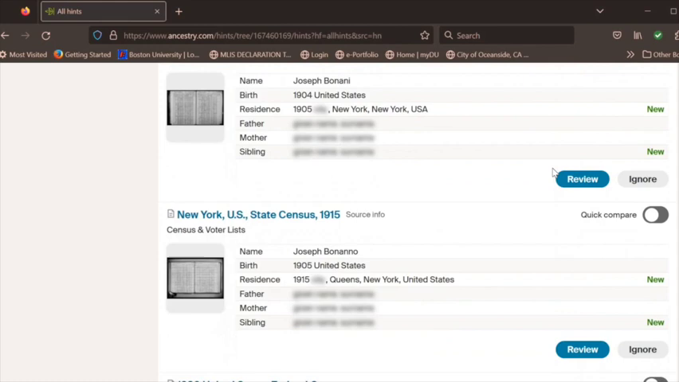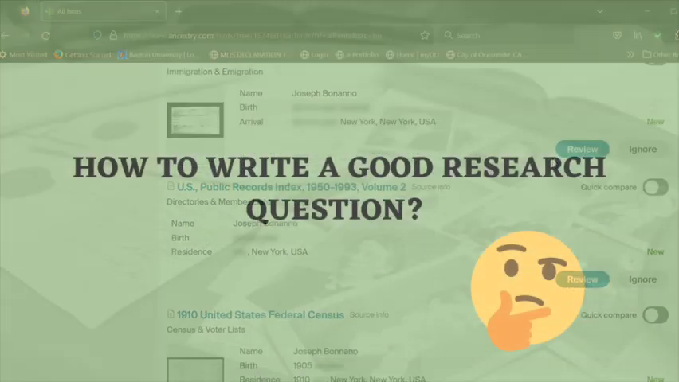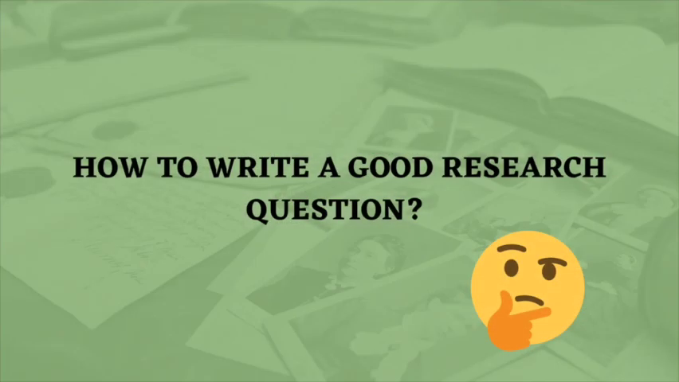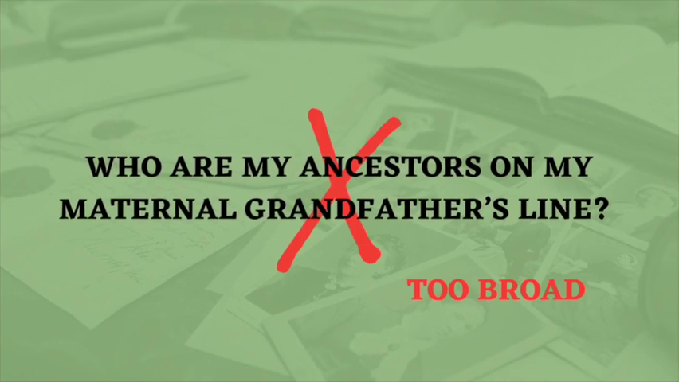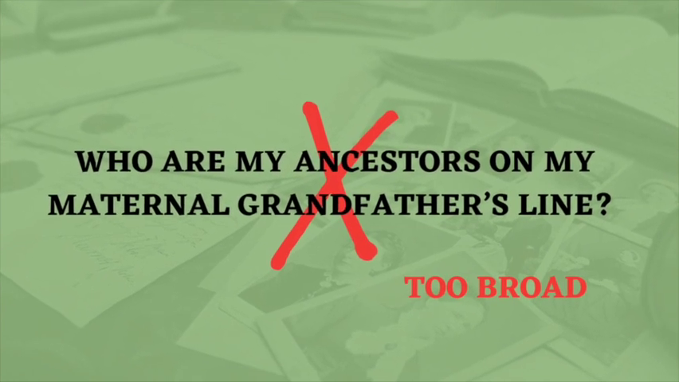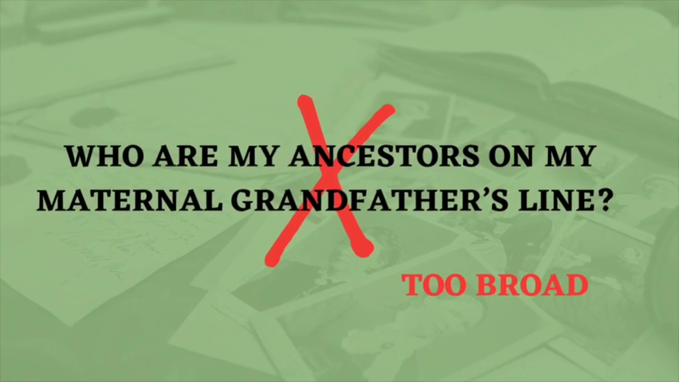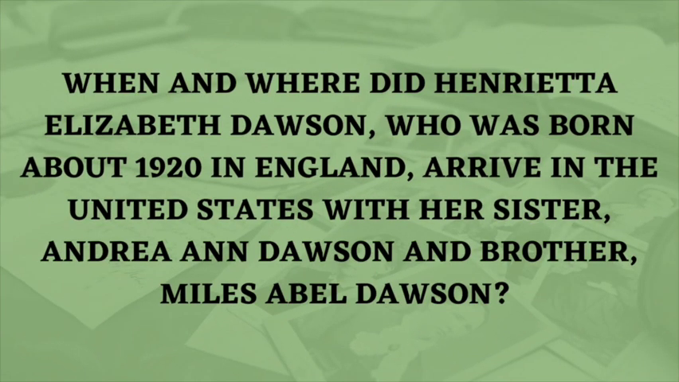more productive and accurate. Formulating a good research question is simple and will start to come easily the more that you write them. So, how do you write one? A good research question is specific and concise. You don't want the question to be too broad, like, who are my ancestors on my maternal grandfather's line? Try something smaller in scope, breaking up the research into more manageable and achievable segments, like establishing the year your great-grandma immigrated to the United States with her family.